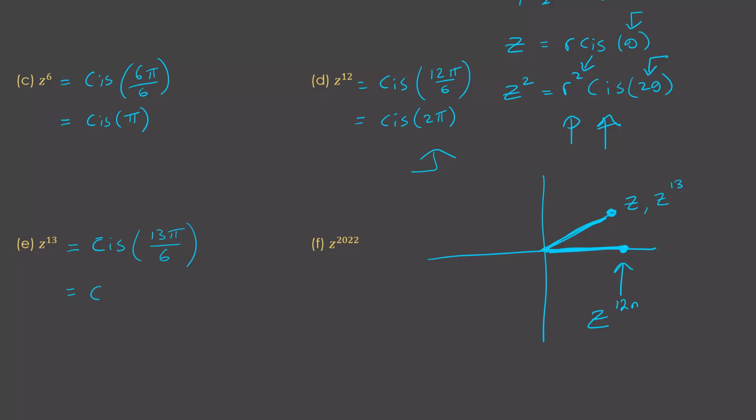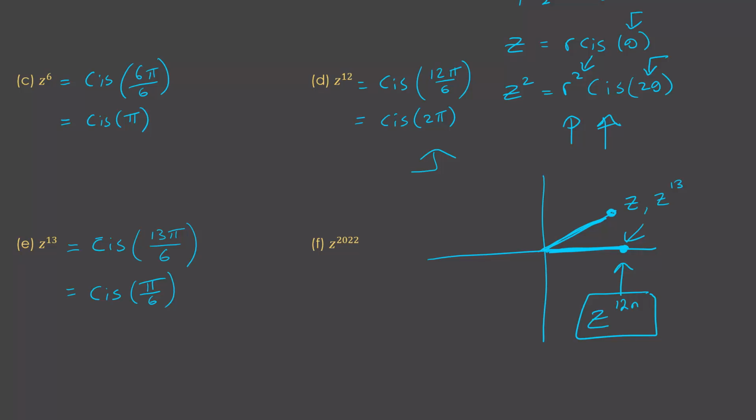So we know that this one is going to be cis pi by 6. Back to the beginning again. And we've also established that z to the 12n would be back here. It would be the same as cis 0, or just 1.